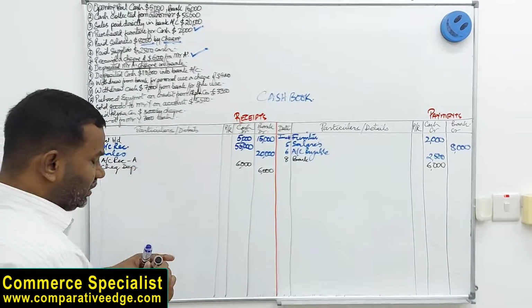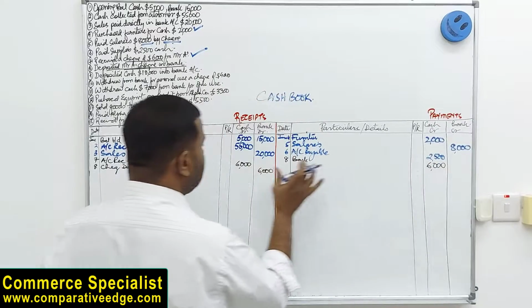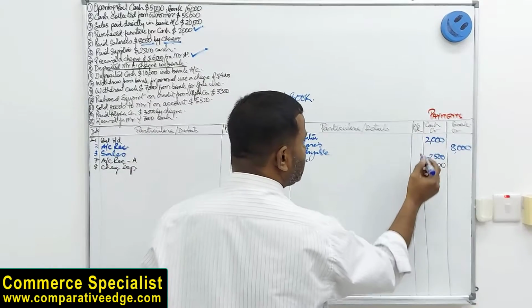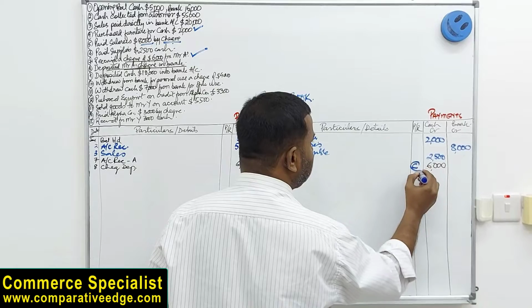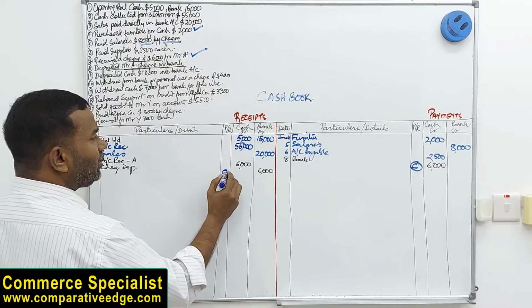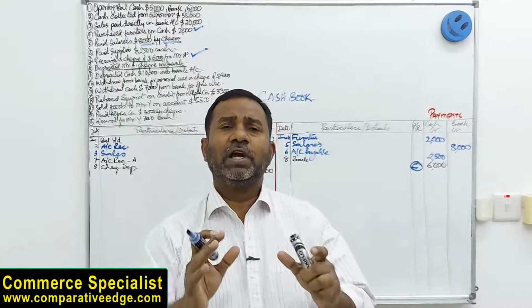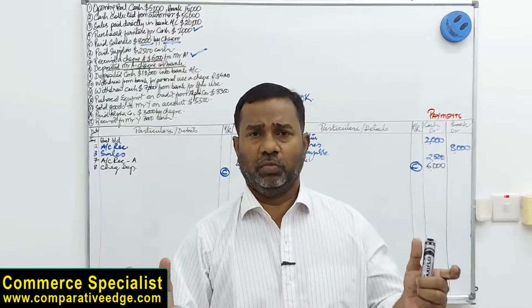Now if you notice, this transaction has been recorded at the payment side and even on the receipt side. So in this post reference, you write C. C means contra. A transaction which is recorded on both receipts and payment side, we call it a contra entry, which has an effect on payment and receipt side both.